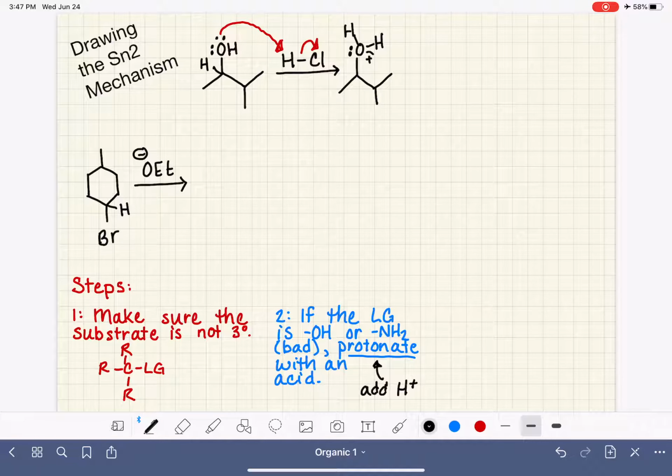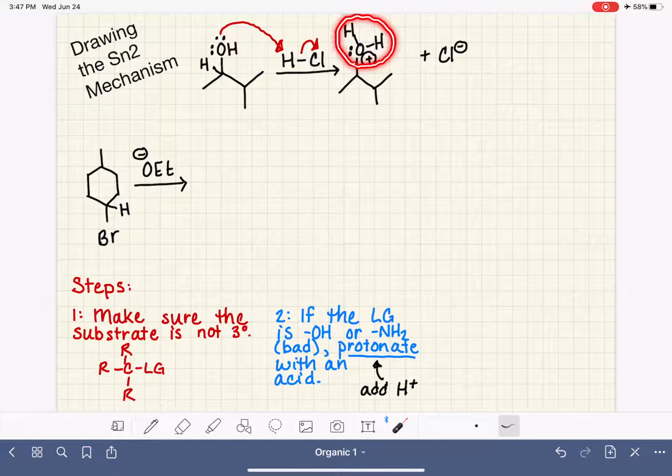protonated oxygen. It has an extra hydrogen on it, and because of that extra bond, it has a positive formal charge. And also, when we broke the HCl bond, we were left with a Cl- that was produced by that. So this is not the product of the reaction. This is just us getting this molecule ready to react by giving it a good leaving group.